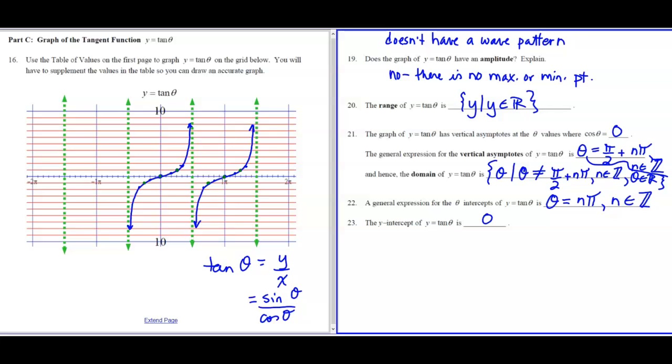We are going to leave it there, and we'll do reciprocals tomorrow.